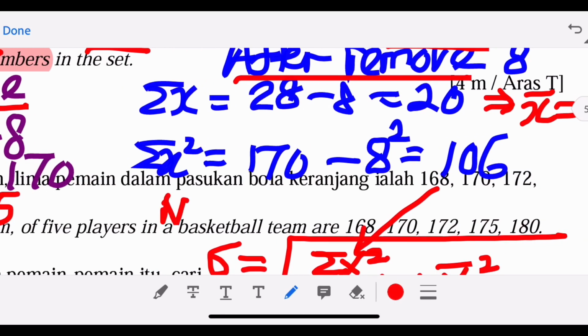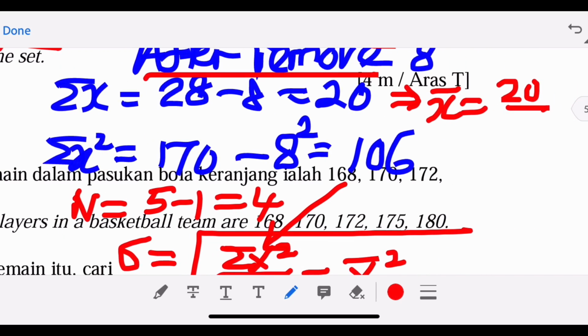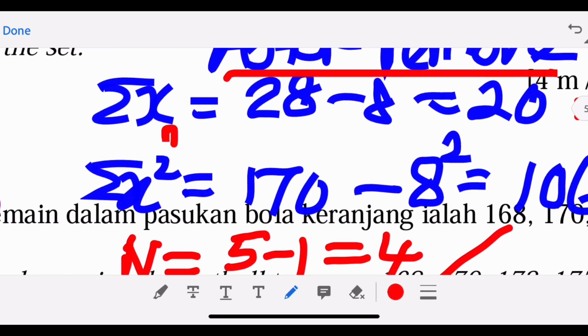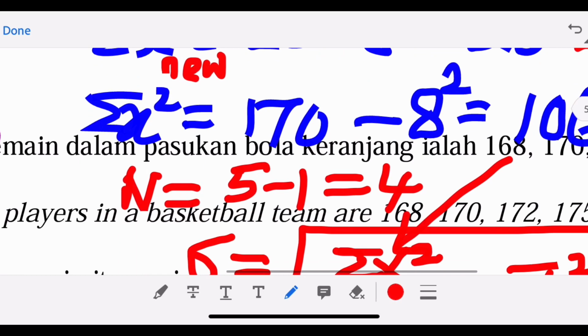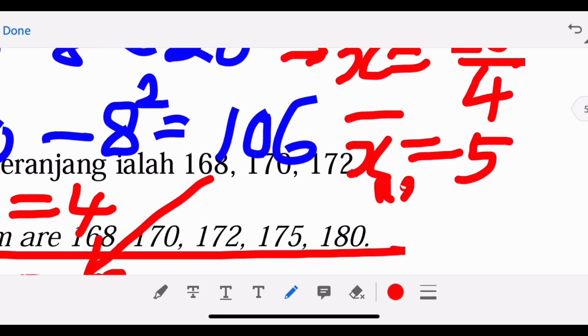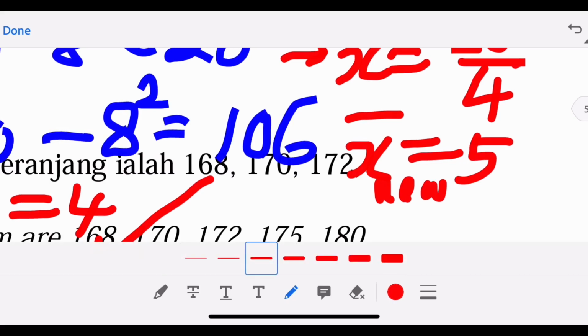4. So when you do this kind of question, you must have a clear picture about what is going on before you remove 8 and after you remove 8. So you list out and then you try to work out carefully. So the n now is 4. So this is actually the new information after the 8 being removed, right?